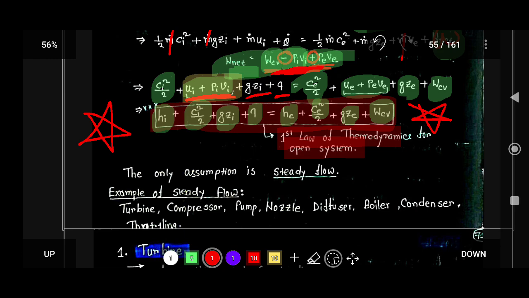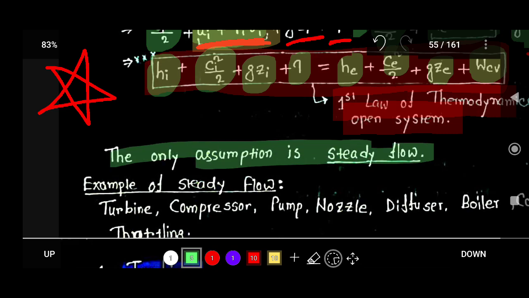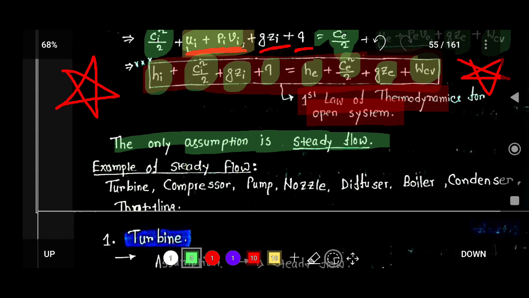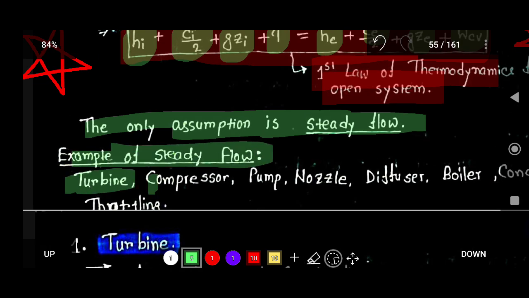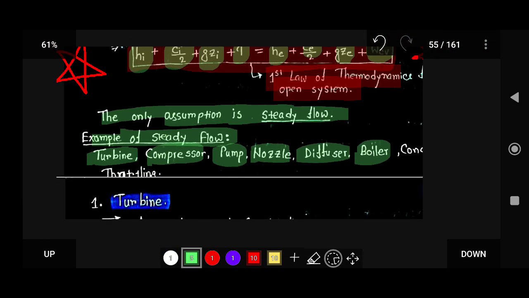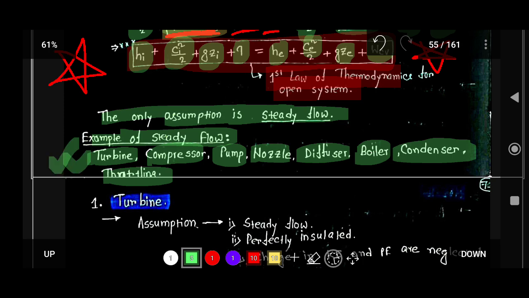Now the only assumption here is steady flow. And you can apply this equation in steady flow devices like turbine, compressor, pump, nozzle, diffuser, boiler, and condenser. You have to apply this steady flow energy equation in those devices. So in the next lecture we'll do that.